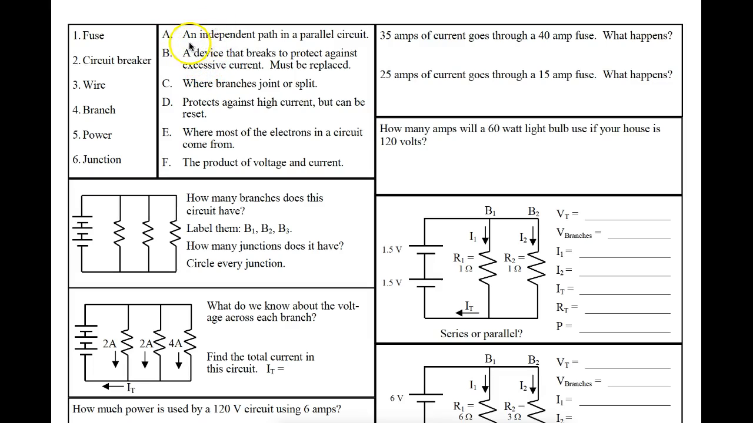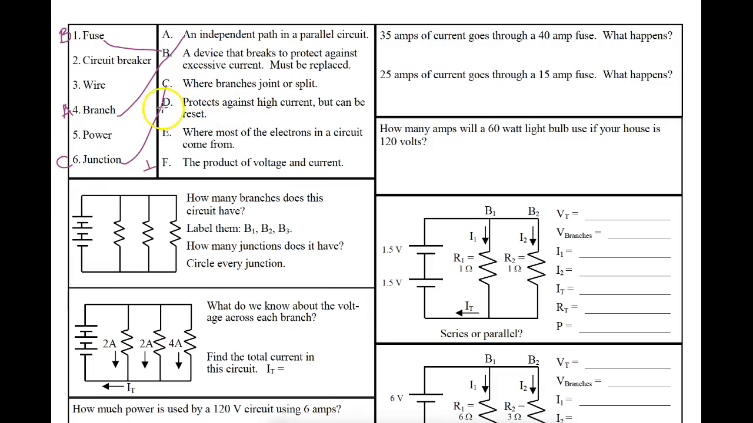So we start with an independent path in a parallel circuit. This is called a branch. And then we have, I'll call this A over here. And then we have a device that breaks to protect against excessive current and must be replaced. That is called a fuse. Where branches join or split, that's called a junction. Remember, it actually kind of looks like a T, either a T upside down or right side up.